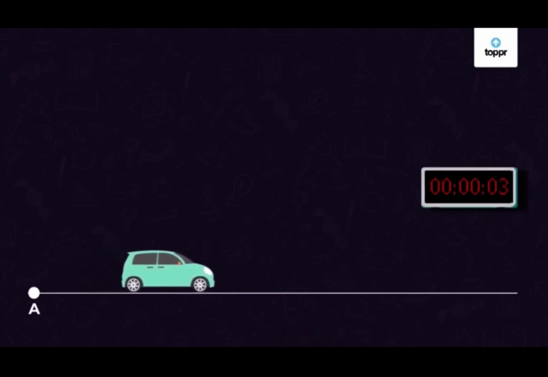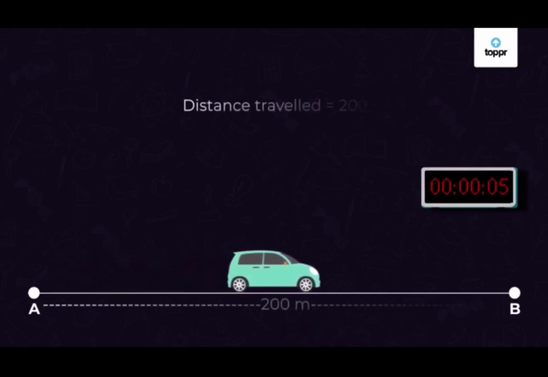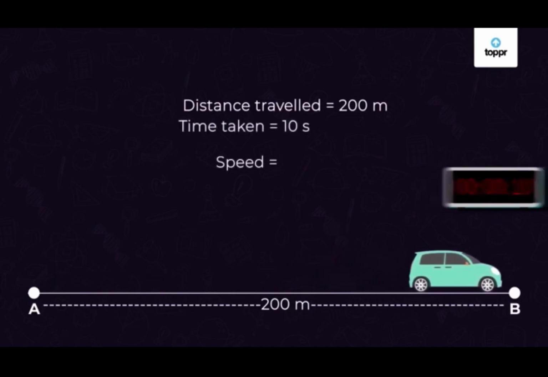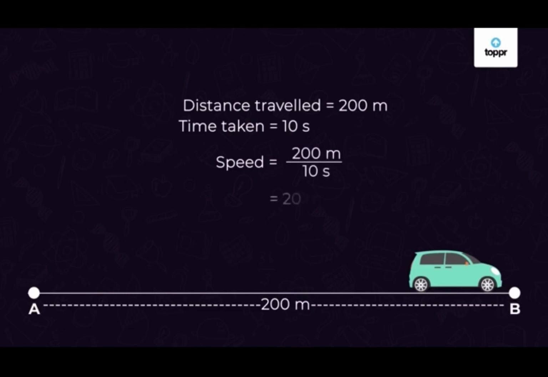So if an object moves from point A to point B, which is 200 meters away in 10 seconds, the speed of this object is equal to 200 meters divided by 10 seconds, which is equal to 20 meters per second. Let's try to calculate the same speed in kilometers per hour. It is equal to 20 multiplied by 18 upon 5, which is equal to 72 kilometers per hour.